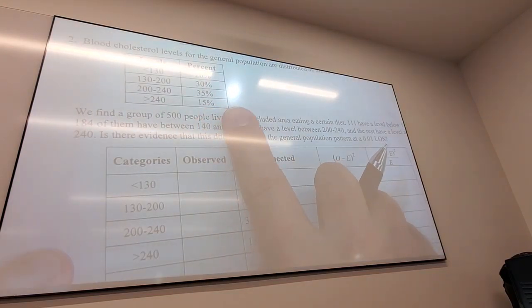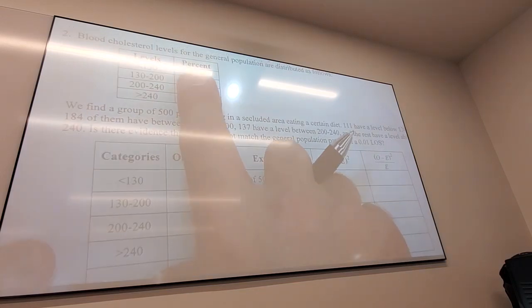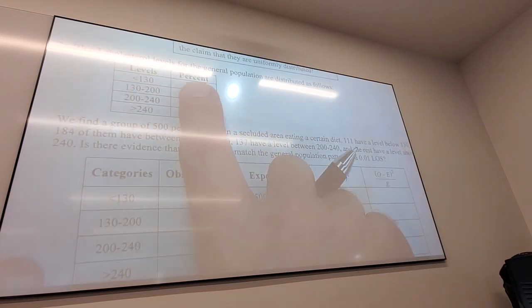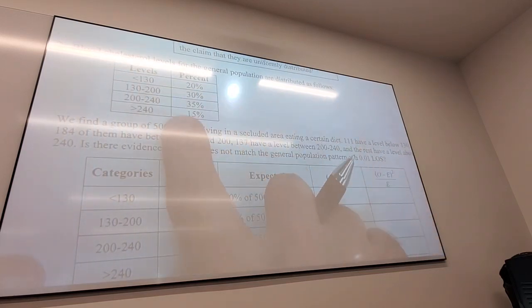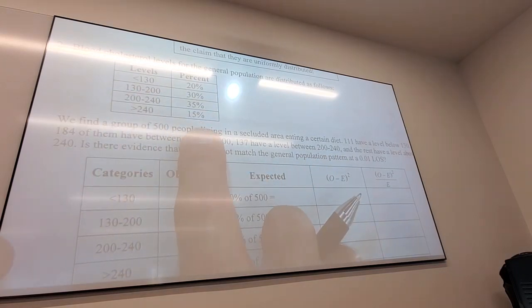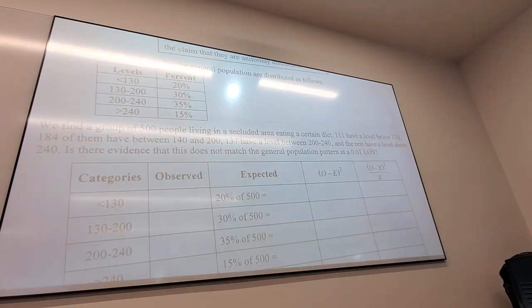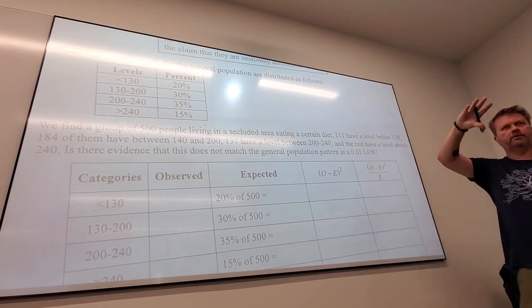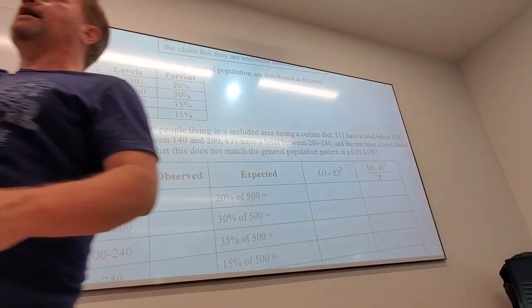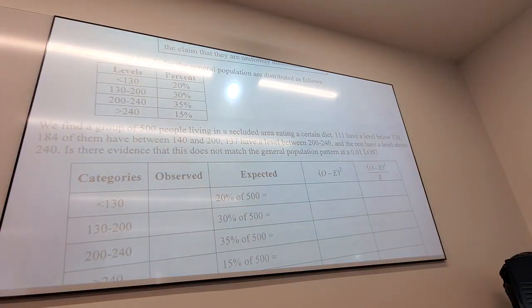Another way to tell you what to put where it's expected is to give you the percentages I expect. So here's the blood cholesterol level for the general population. 20% have less than 130, and so forth. We go to this little secluded area, like a little island, and we find a group of 500 people living on this island eating a certain diet.